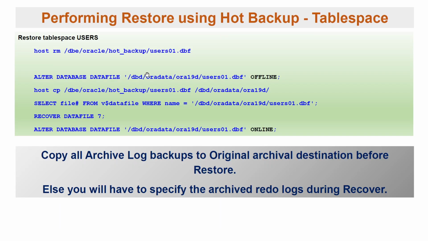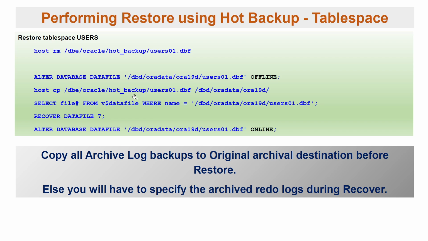Now, let's understand how to restore using the hot backup. So we are going to restore a particular table space. Let's say somebody deleted the users table space. To restore this particular data file, first we will place that data file in the offline mode. Then from the backup location, we will copy it to the original database directory.